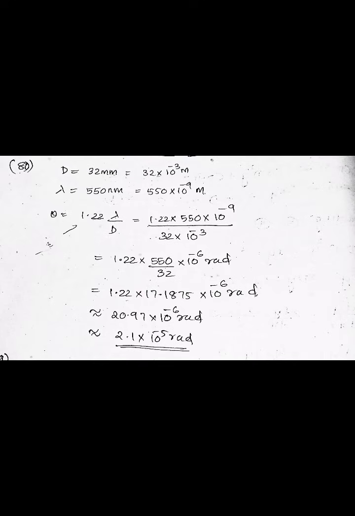And this is equal to 1.22 into 550 by 32 into 10 power minus 6 rad, and this is equal to 1.22 into 17.1875 into 10 power minus 6 rad, and this is equal to 20.97 into 10 power minus 6 rad. This is approximately equal to 2.1 into 10 power minus 5 rad. So this is the answer.